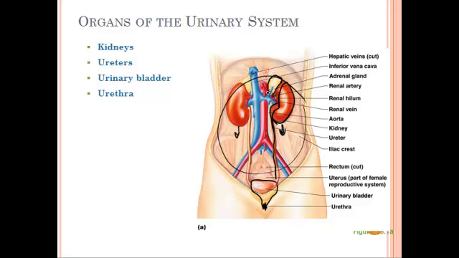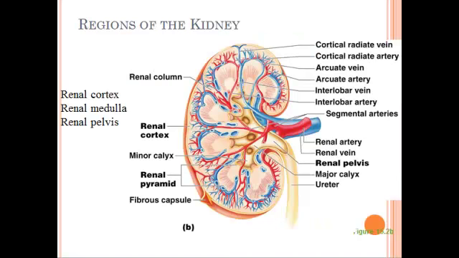One other thing about the location of the kidneys, and we've talked about these little organs before, these are the adrenal glands, which are located on the top of each of the kidneys, and they're associated with the endocrine system, not the urinary system, but that is where they're located as well.